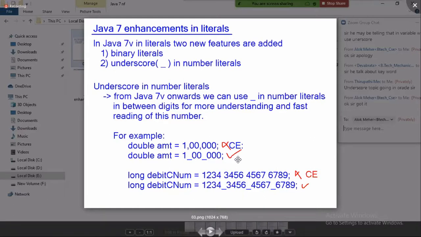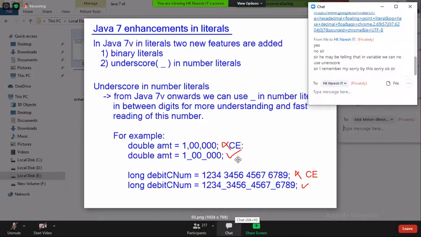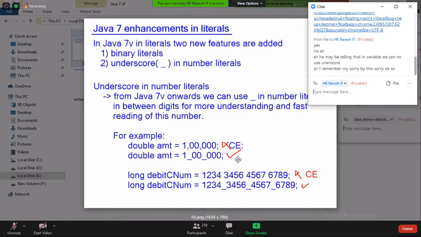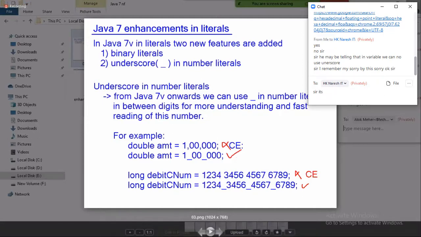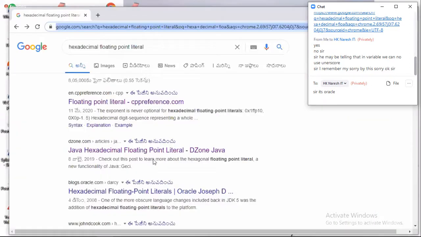If you want to prepare a big decimal number like an Aadhaar card number, credit card number, or debit card number, if you see a debit card, you'll have 4-4-4 digits with a space separator for easy reading purpose. Then in Java, how can I provide that space? By using underscore. Just now, I have shared one article.